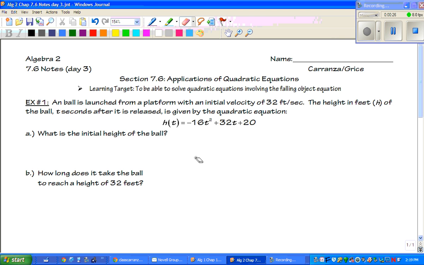A ball is launched from a platform with an initial velocity of 32 feet per second. The height in feet, h, of the ball in t seconds after it is released is given by the quadratic equation h of t equals negative 16t squared plus 32t plus 20.